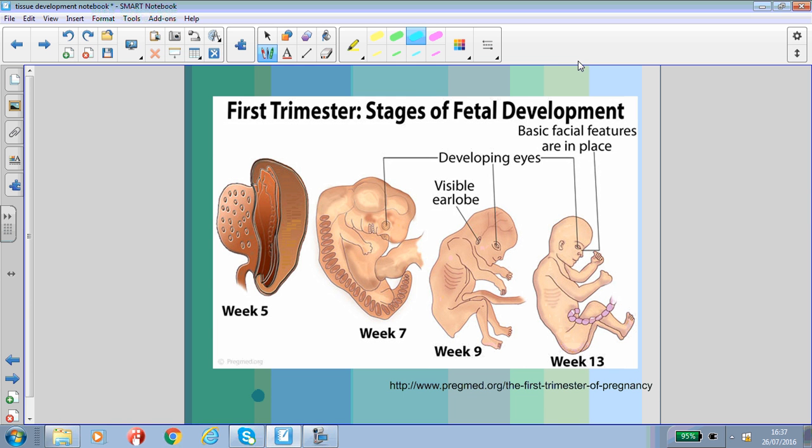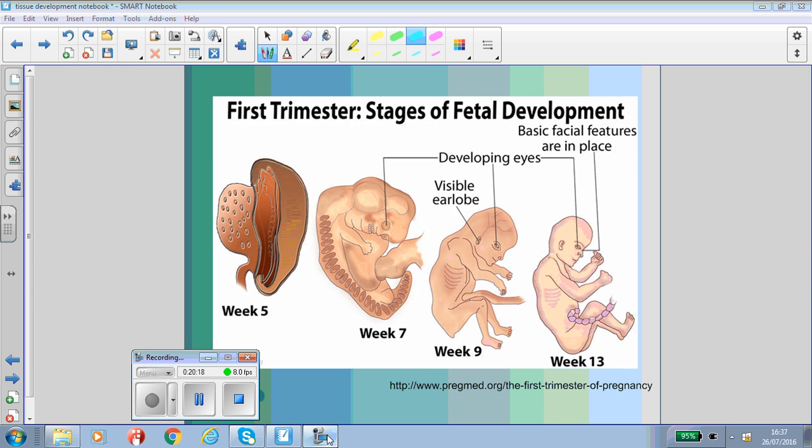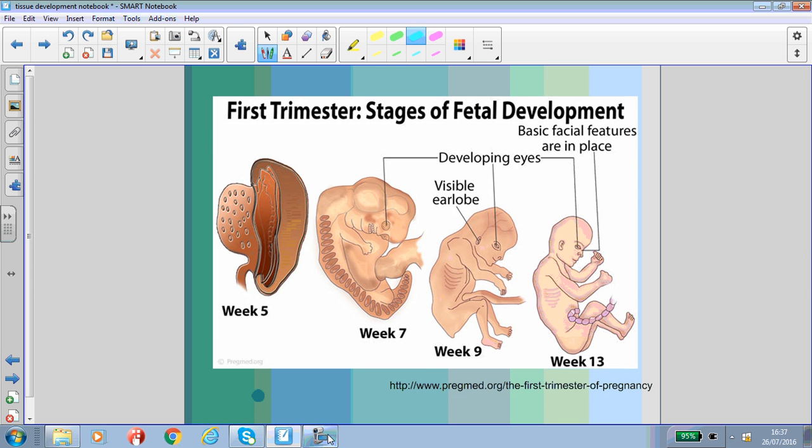I have put some additional reading on Blackboard for you. Now, you'll talk about this an awful lot more when you do the oral biology module next semester. So it's probably quite advanced at this stage, but it's there on Blackboard for you if you want to have a look at it. It gives you a step-by-step, week-by-week of what's happening in the mouth and the oral cavity from 4 to 12 weeks.